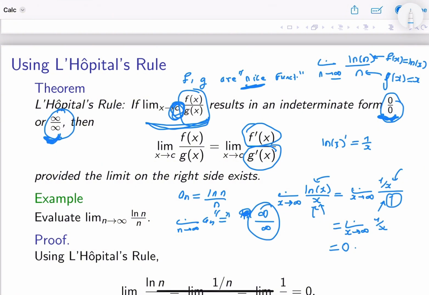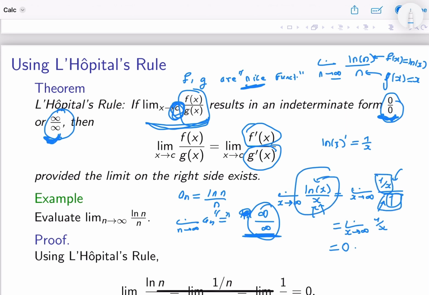So the limit of this function is 0, but it wasn't immediately clear when plugging in infinity, quote unquote plugging in infinity. We had to use that this limit is the same as the derivative over the derivative, right?